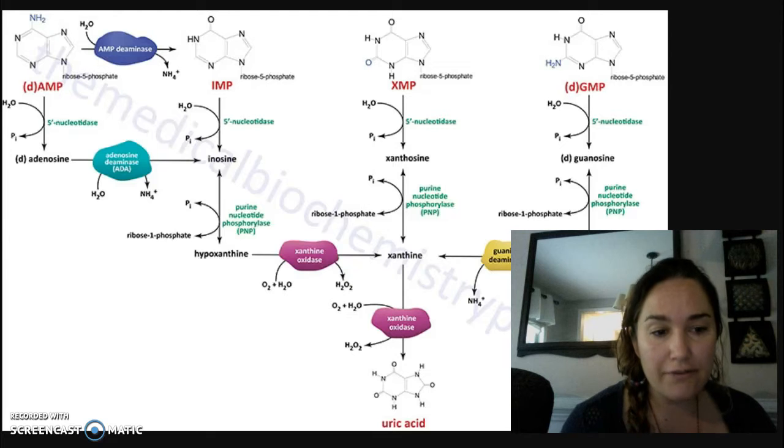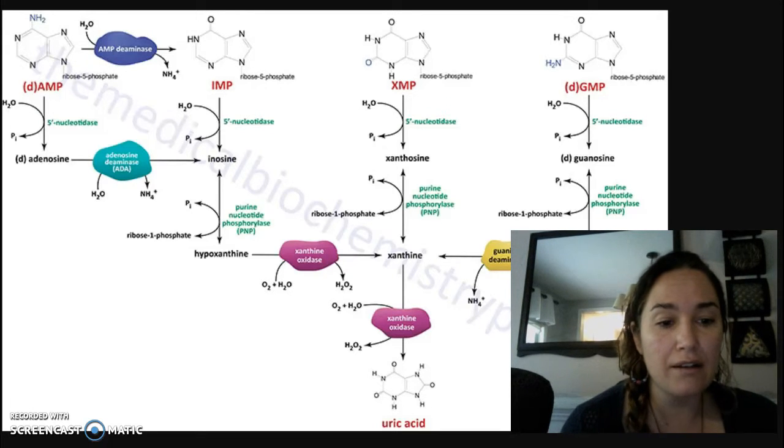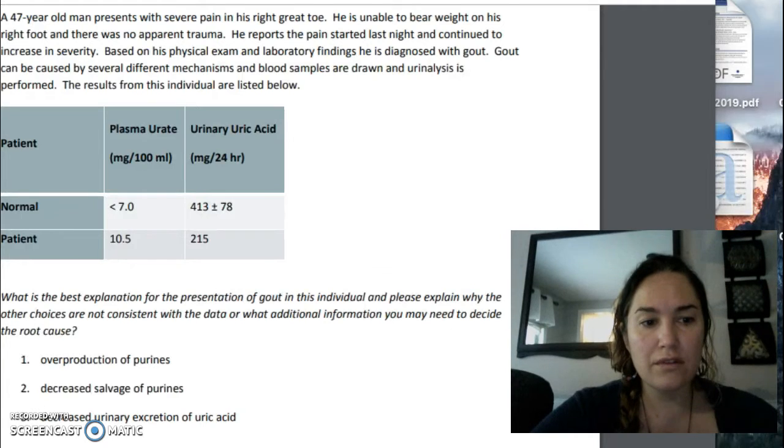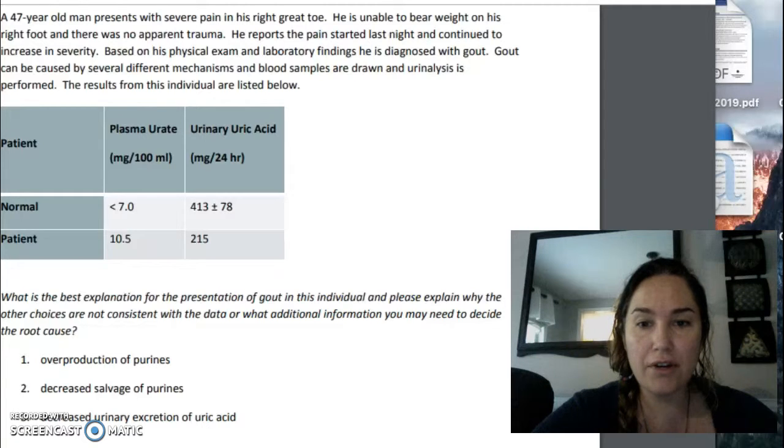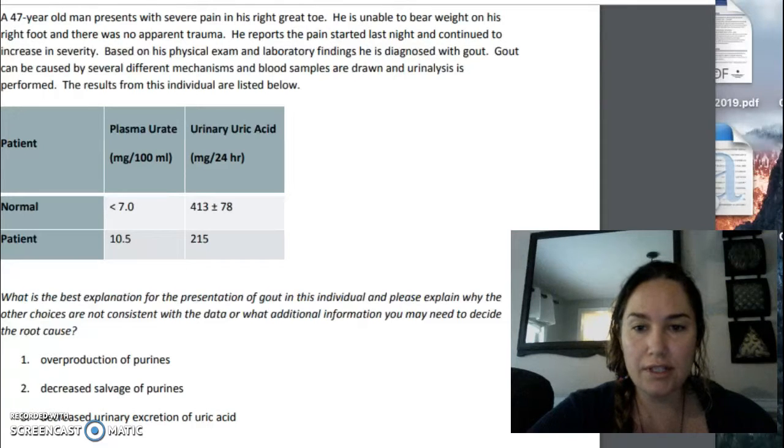Gout can be caused by several different mechanisms, so blood samples are drawn and a urine analysis is performed. Here we have the results for this individual. As you can see, normal levels would be less than 7. This patient actually has 10.5 milligrams per 100 milliliters of plasma urate. And as far as urinary uric acid, the normal range is 413 plus or minus 78, and this patient has 215.